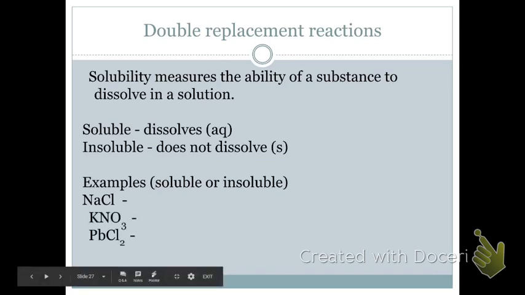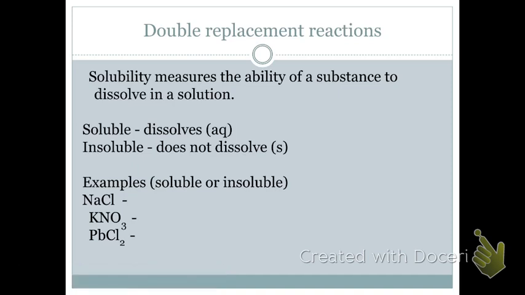KNO3. So let's look it up. Let's see if we can find some NO3s. It says NO3, all nitrates and acetates are soluble. NO3, that's the very first line, right? So this means this is soluble. And then PbCl2. If you look up Cl, it says all chlorides, bromides, and iodides are soluble except for Ag plus, Hg2 plus, and Pb2 plus. So here this is lead 2, so this would be insoluble. Okay. So solubility is important for us to know.